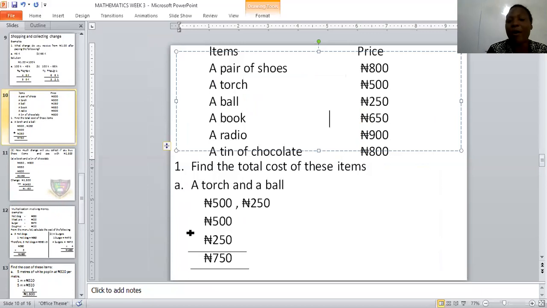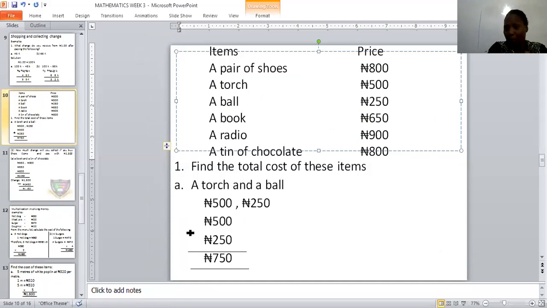A torch goes for 500 naira. A ball goes for 250 naira. A book goes for 650 naira. A radio goes for 900 naira. A tin of chocolates goes for 800 naira. Find the total cost of these items.